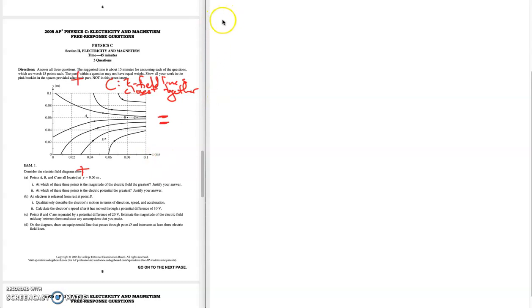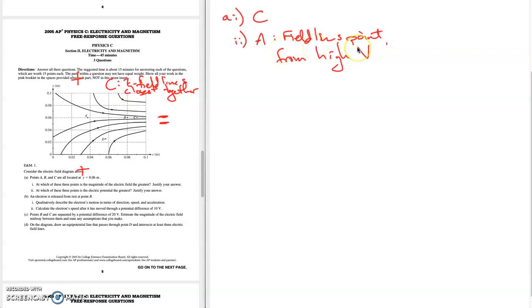So A, that's C. 2, that would be A, because field lines point from high potential to low potential.